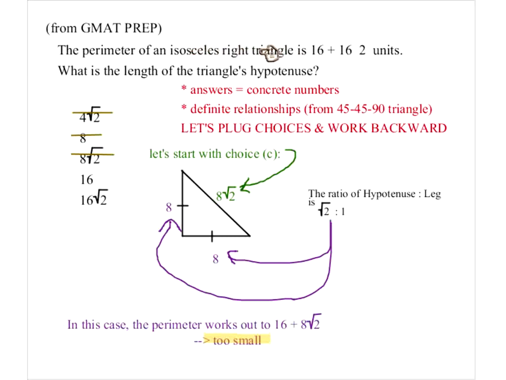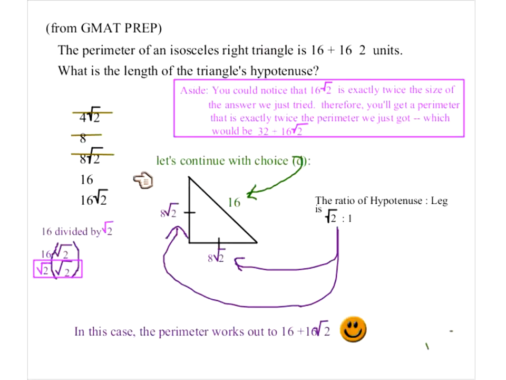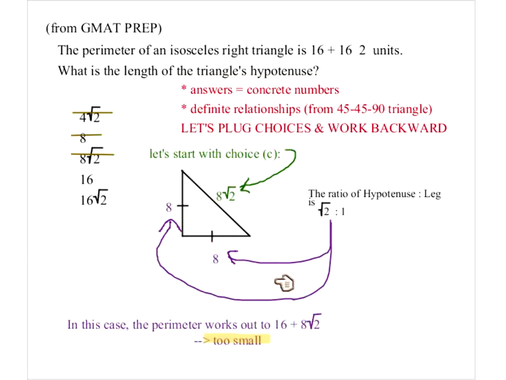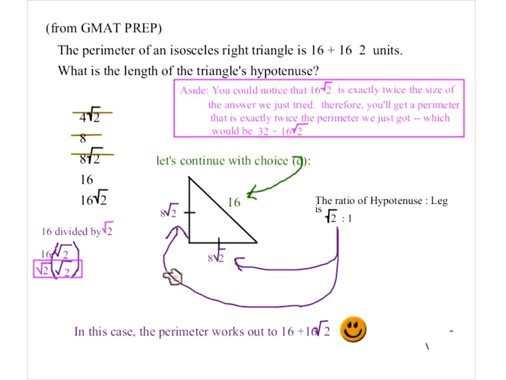Notice the difference: in this case, the relationships are inherent. You're dealing with an isosceles right triangle, so you have to know those relationships, as opposed to the previous problem where the relationships were just handed to you. So that's the only thing that's really different here. But then you can plug the choices in. If we plug in the middle choice first, we wind up getting something that is too small. So we go bigger, and we wind up with just right. Okay.